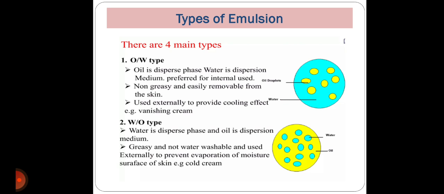It is mainly greasy in nature, so it can be used on fissures or on dry skin or in an environment where moisture content is very less. So this can provide the humectant property, or it can provide emollient properties to the skin, and it cannot be easily washed off from the skin.